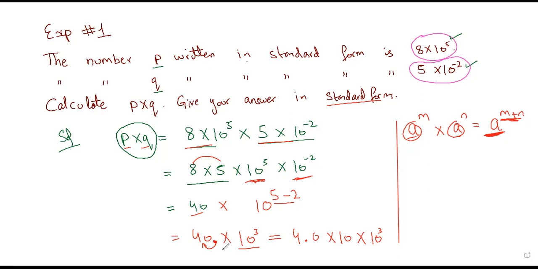The decimal was not there initially, but I know it would be there because the decimal is not visible in a number. It's basically written at the end. I've moved that decimal 1 unit to the left. So I will be multiplying it by 10 power 1. Now we are almost done. Again, bases are same. So I can write it as 4.0 multiplied by 10 power positive 4. So this is going to be the answer.